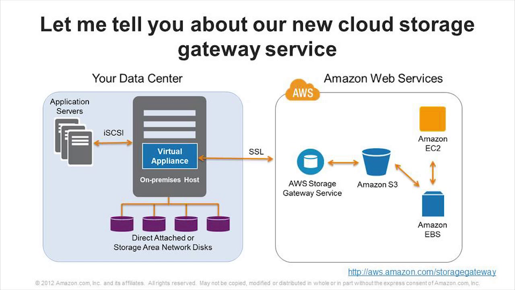And within that host, you then configure various disk volumes that represent your existing direct attached or storage area network disks in your data center. You configure these disks, and you then configure the gateway such that it can back up these disk volumes up to AWS. The backups are stored in S3, and you then have the ability to create EBS volume snapshots and use those snapshots to then create actual EBS disk volumes.